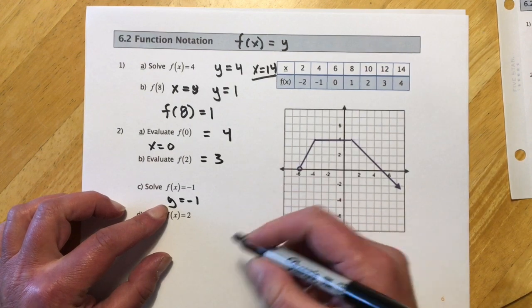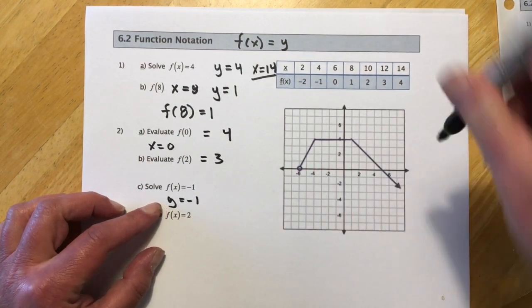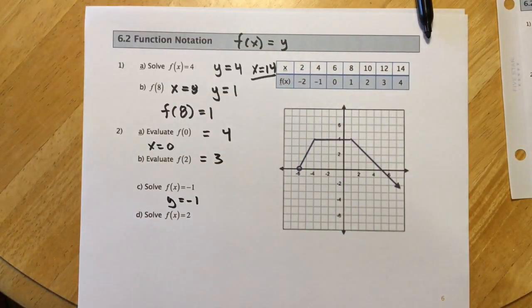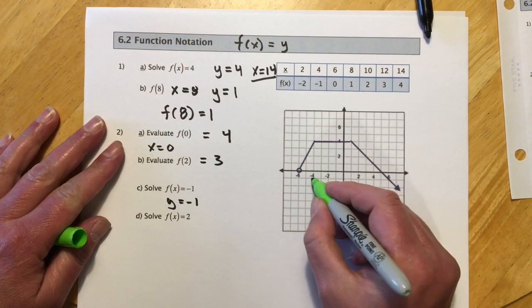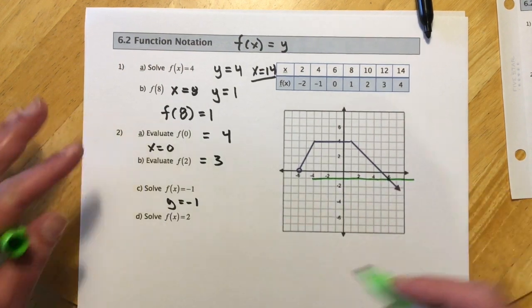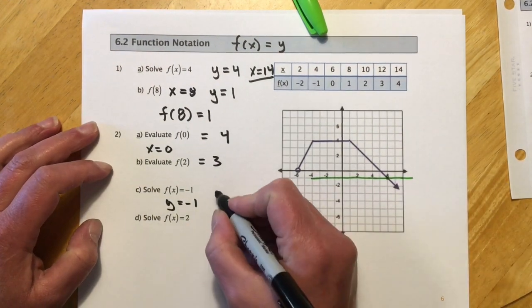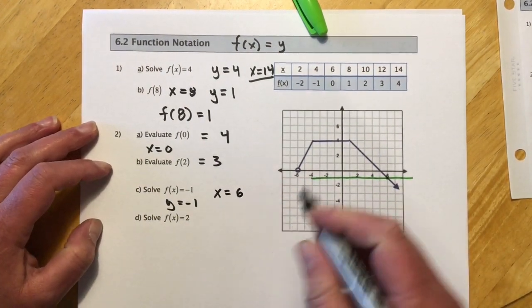And so what would make it come out to y equals -1? So it looks like the only thing, -1 is down here. So it looks like just right there is the only spot where it's ever -1. And so that's at x equals 6.